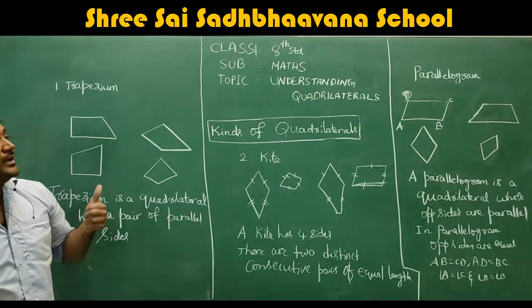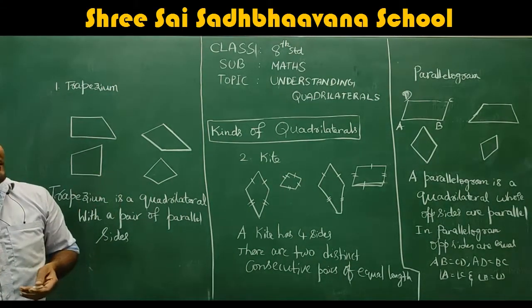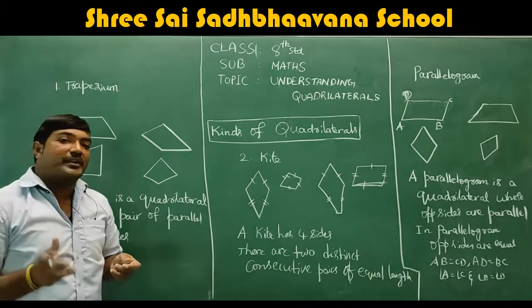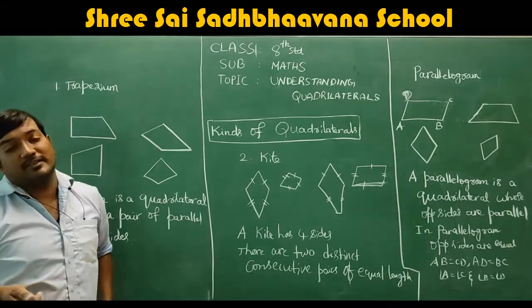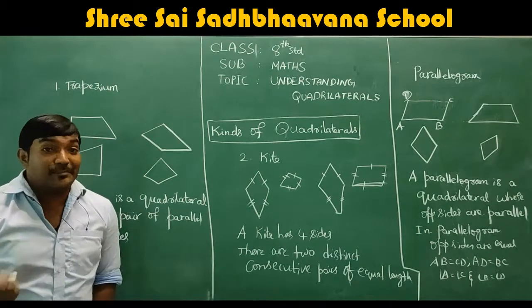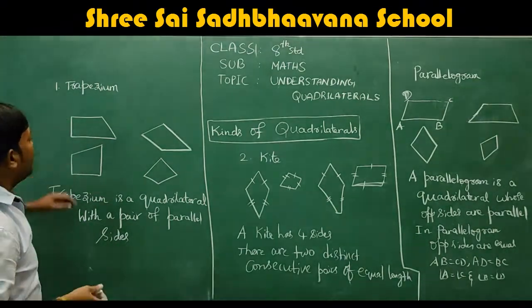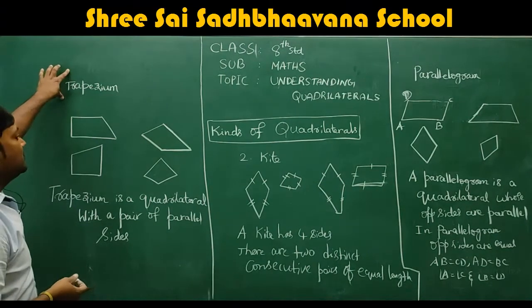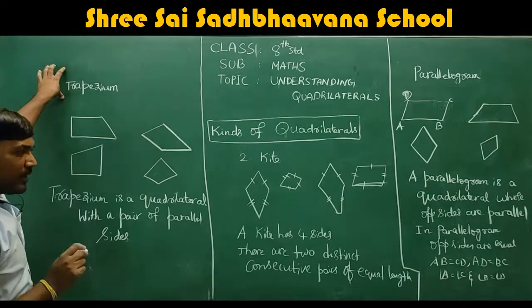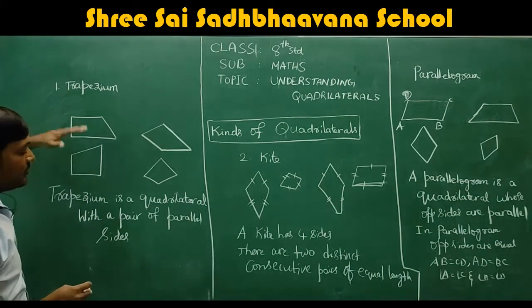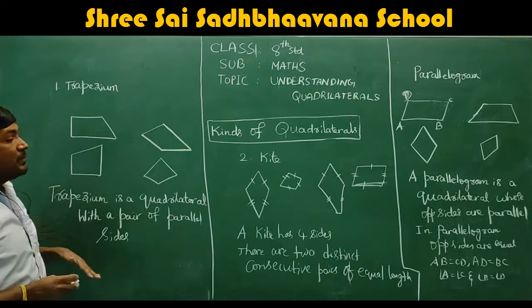So today the topic is what are the different types of quadrilaterals? You know a quadrilateral means a figure which has more than three sides, but you don't know what the types of quadrilaterals are, which we are going to discuss. So the first one is trapezium. See, trapezium is a quadrilateral with a pair of parallel sides.